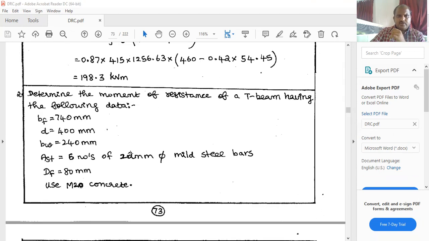So we are moving into the next problem. Determine the moment of resistance of a T beam having the following data. BF, the breadth of the flange, is 740 mm, depth is 400 mm, BW, the breadth of the web, is 240 mm, AST is six bars of 22 mm diameter, mild steel bars, and the depth of the flange is 80 mm.